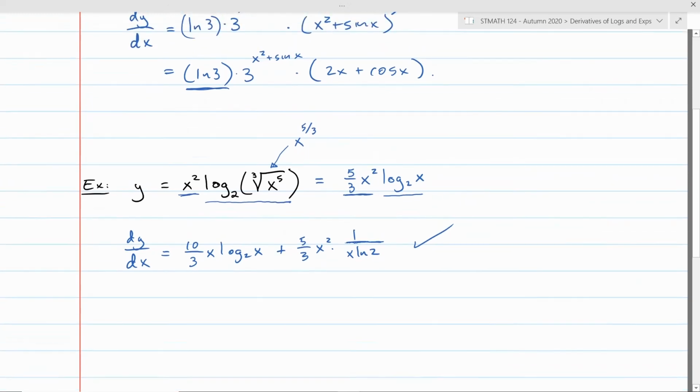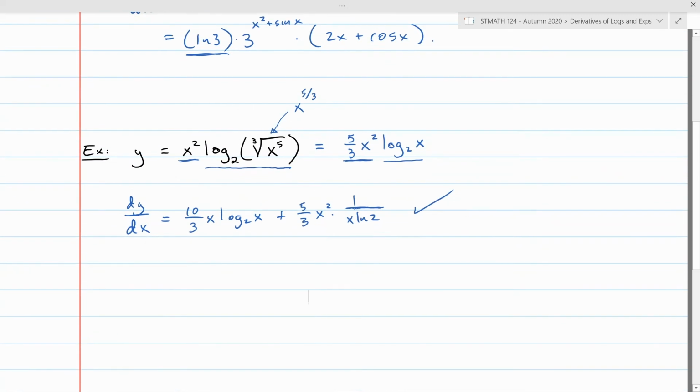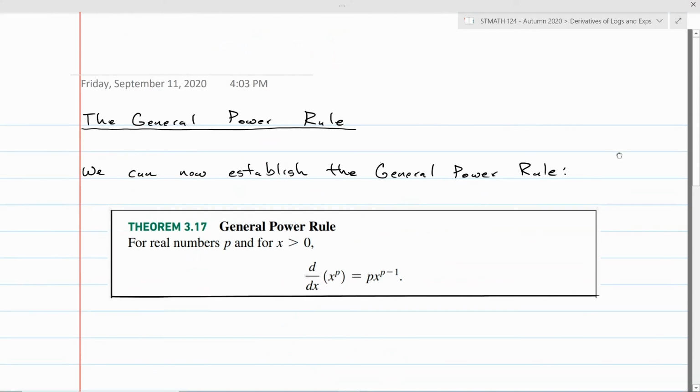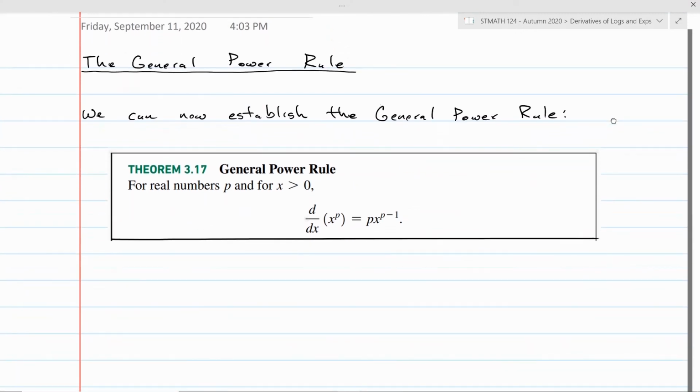So now we know how to differentiate any exponential or any logarithm, regardless of base. So that's pretty cool. Another cool little thing that we can do now that we understand exponentials a bit better is we can verify that the general power rule works. The power rule works for any exponent p.